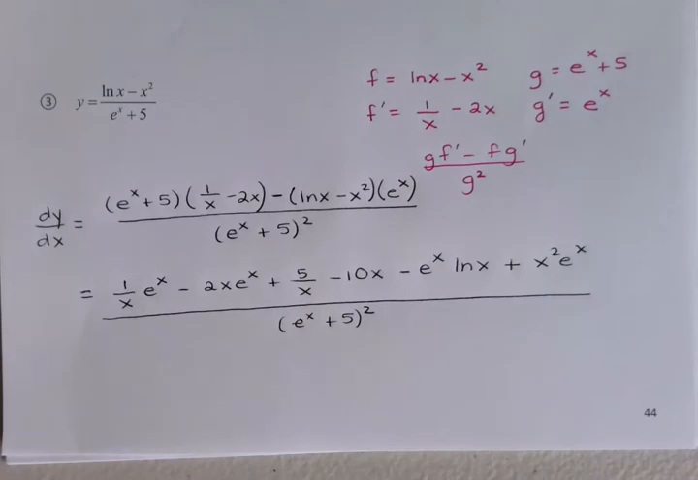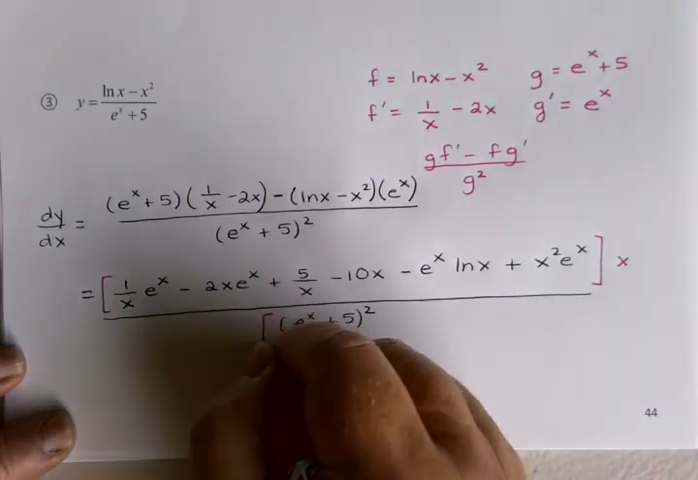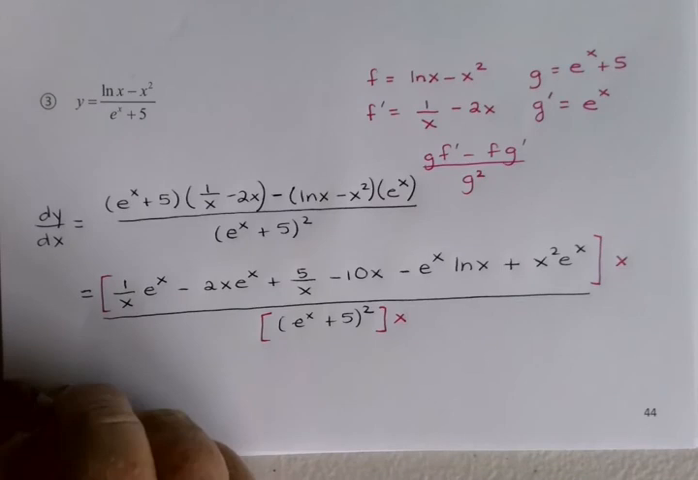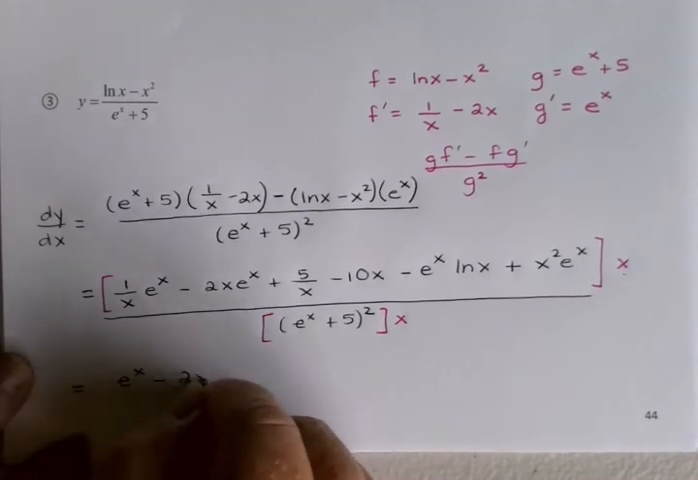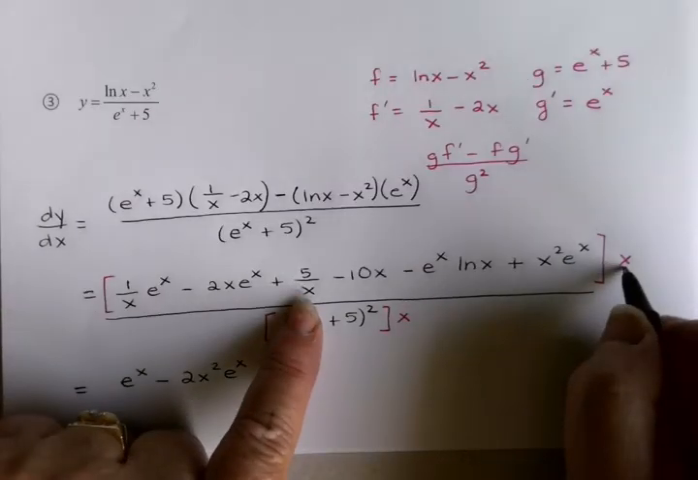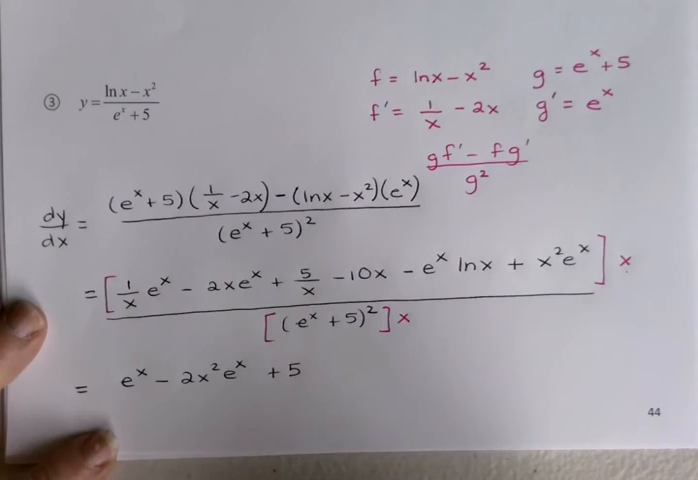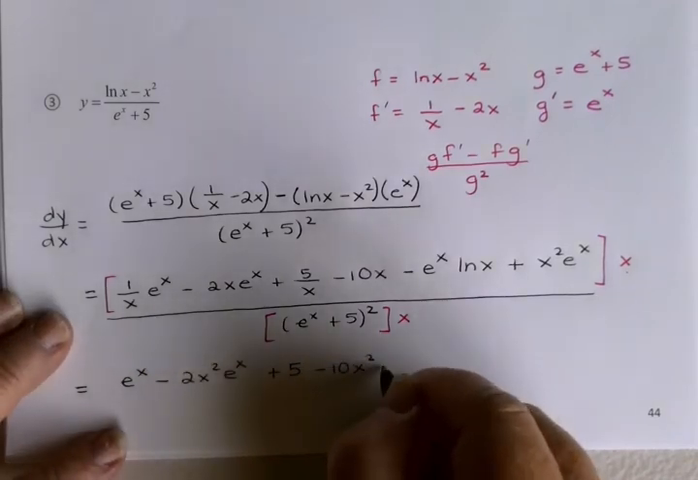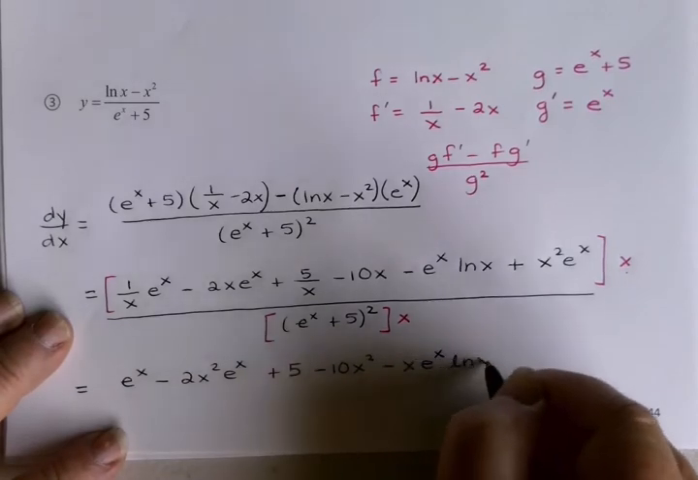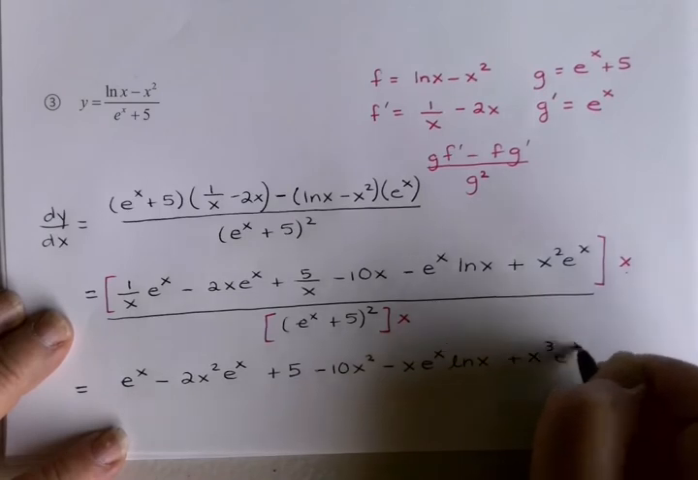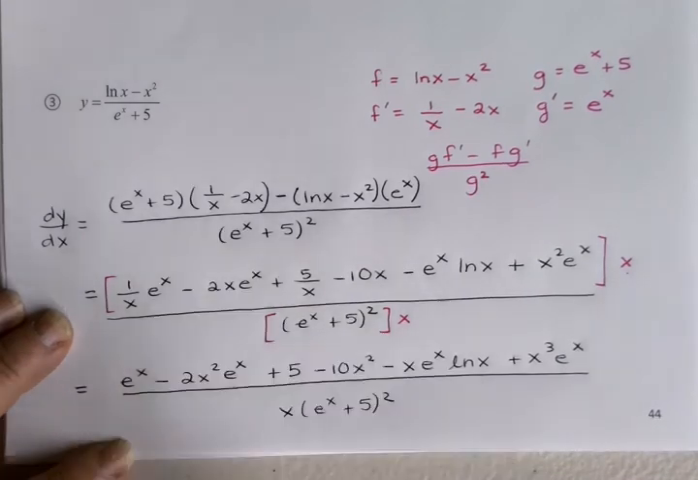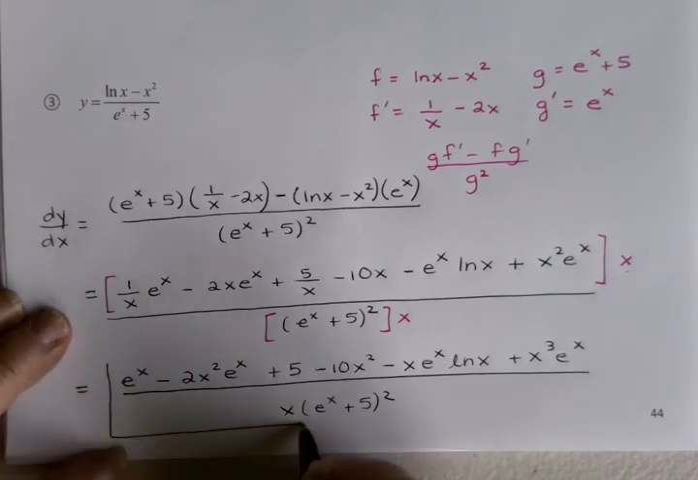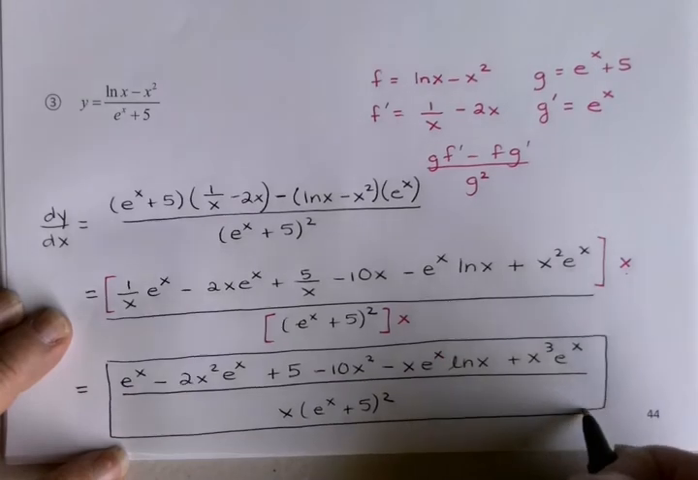The only thing I don't like about this right now is the complex fraction. So let's clear the complex fraction. I'm going to multiply top and bottom by x. Those x's will cancel out, so I'll just get e to the x minus 2x squared e to the x. The x's cancel again, so plus 5 minus 10x squared minus x e to the x ln x plus x cubed e to the x, over x times e to the x plus 5 squared. And I just have to accept that this one's not going to get any better than that. So there in all its glory is that derivative.